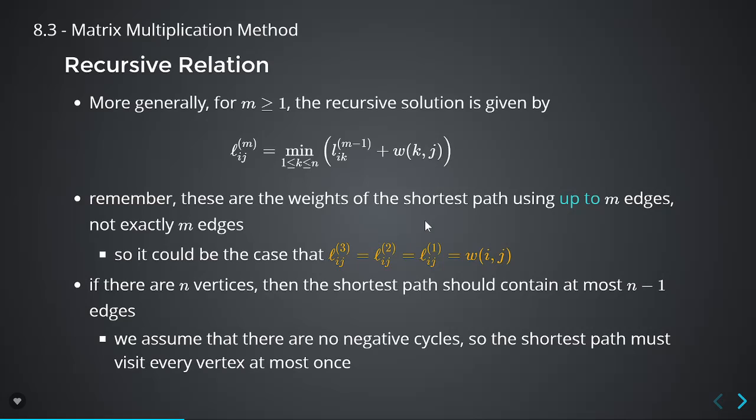Also, if there are n vertices, then the shortest path should contain at most n minus 1 edges. We talked about this in a previous lecture as well, right? Because if you don't have n minus 1 edges, that means you have some sort of cycle in it. We're also going to assume that there are no negative cycles, because again, that will screw things up. So the shortest path must visit every vertex at most once, right?